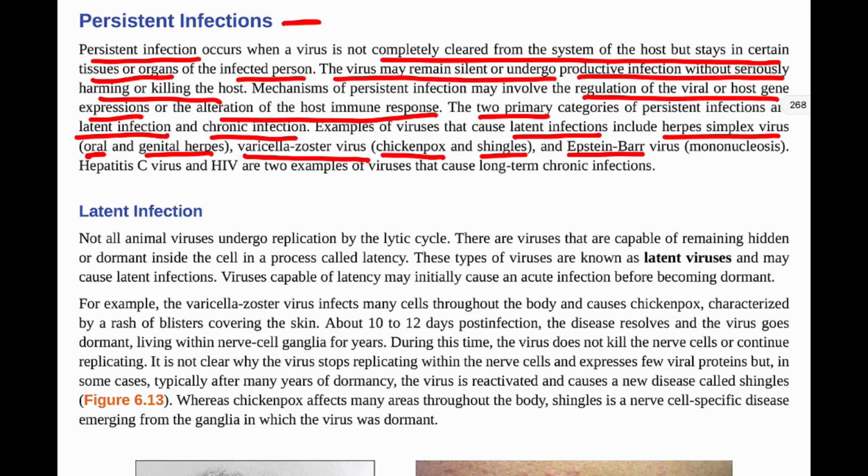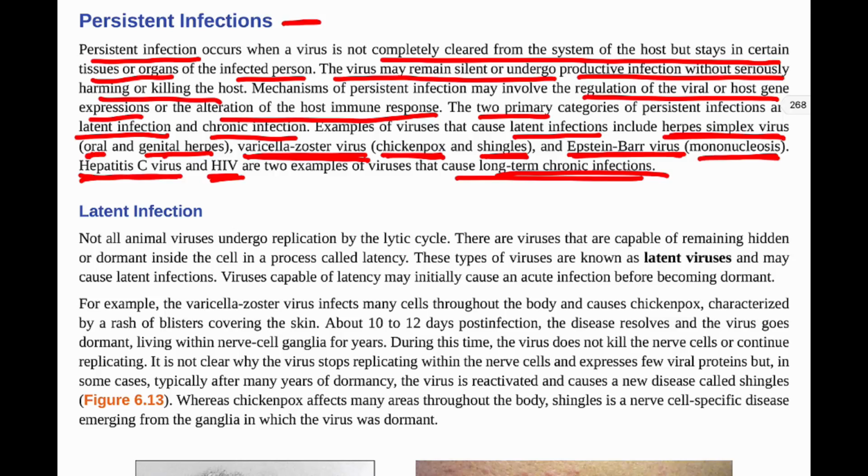And then there's also the Epstein-Barr virus, which causes mononucleosis, but then can hang around longer and stay in the body for many years and then can creep back up again. And the hepatitis C virus and HIV are two examples of viruses that then cause long-term chronic infections. So our latent infection examples are the herpes simplex virus, both oral and genital, the varicella zoster virus with chickenpox and shingles, and then the Epstein-Barr virus giving us mononucleosis and then what's called walking mono. And then our long-term or chronic infections are hepatitis C virus and HIV.